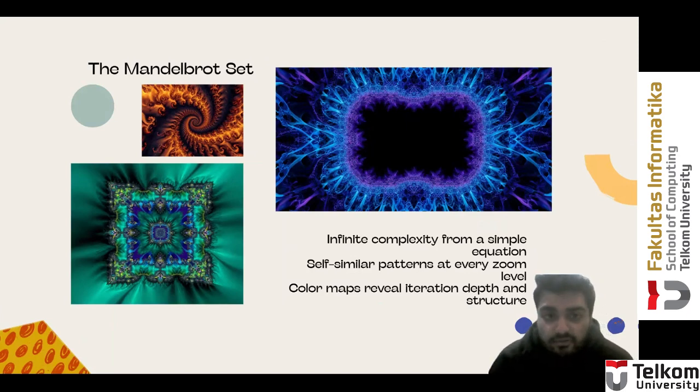It is a connected set, unlike other fractals, and it has universal constants. Here's an example of what a Mandelbrot set looks like. It has infinite complexity from a simple equation. It has self-similar patterns at every zoom level, and it has color maps instead of a simple line graph to reveal iteration depth and structure.